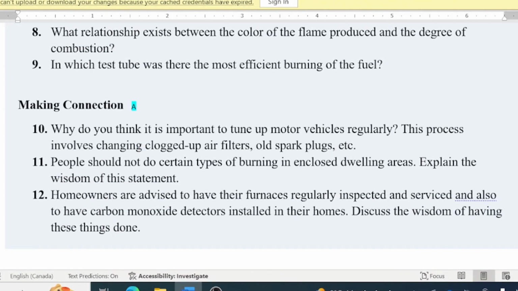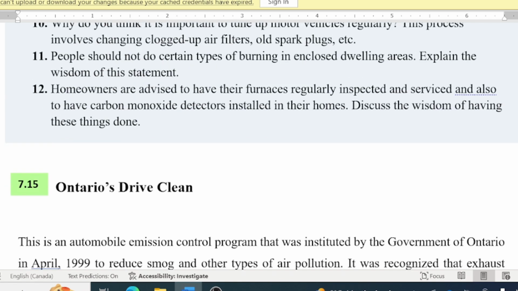Why, if you're having a home, your furnaces and stuff like that should be regularly checked. Okay? Something is faulty with your furnace. It could cause inadequate burning of the natural gas that you're using there, and could produce carbon monoxide in your house, which is a deadly poison.